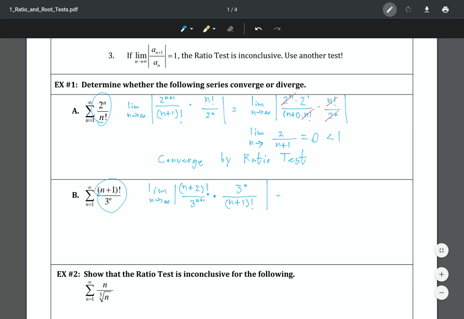Okay. Now, if I simplify this a little bit, some of you guys are going to be able to see it without writing it, but if you can't see it, then write it out. So n plus 2 factorial, I can rewrite that as n plus 2 times n plus 1 factorial. 3 to the n plus 1 can be rewritten as 3 to the n times 3 to the first, times 3 to the n over n plus 1 factorial.